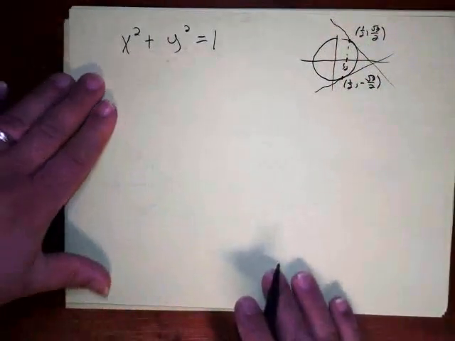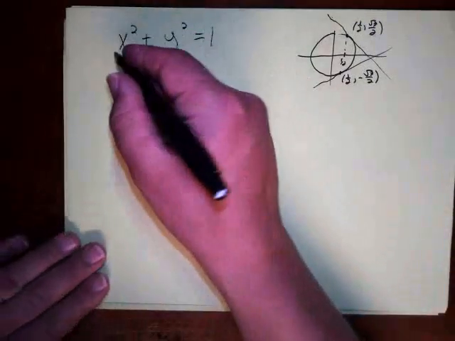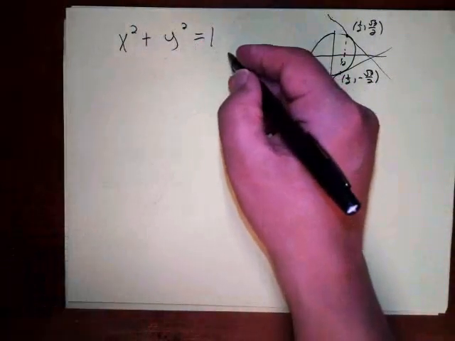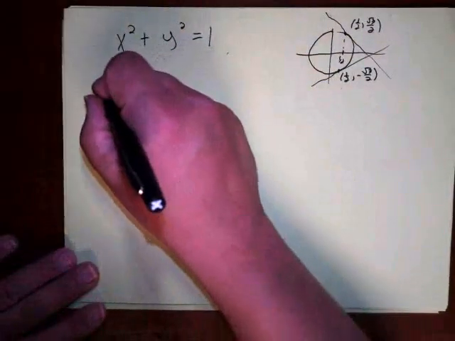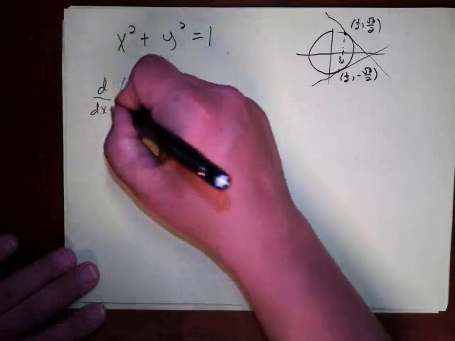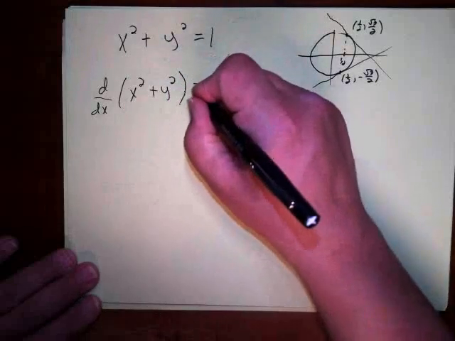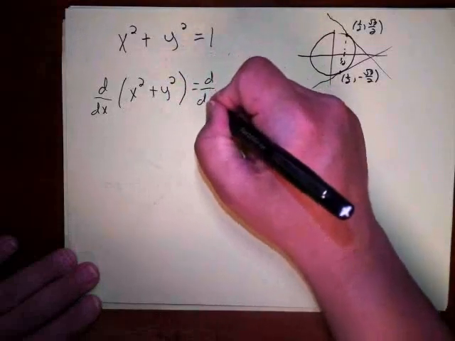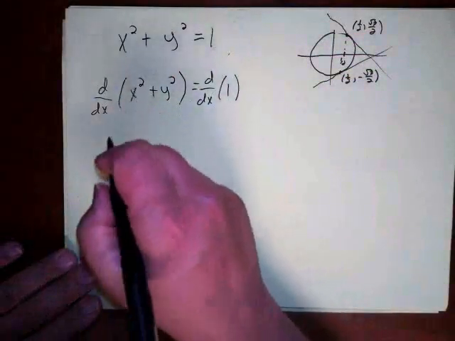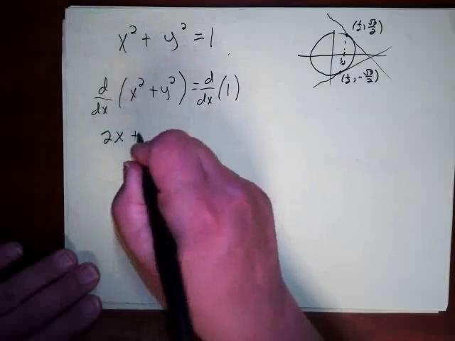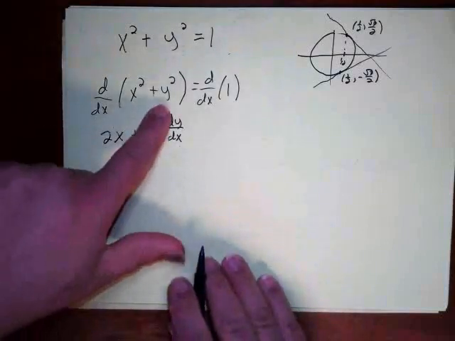Okay? So what I'm going to do is use implicit differentiation now. And here's how it works. If I have an equation involving x's and y's, like this, then I'm going to take the derivative of both sides. So the derivative of this with respect to x would be 2x plus 2y dy dx. Okay, this is implicit differentiation.